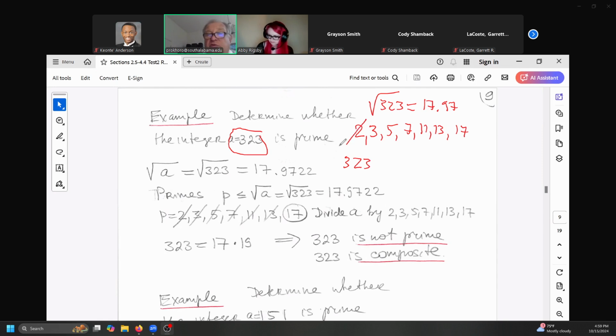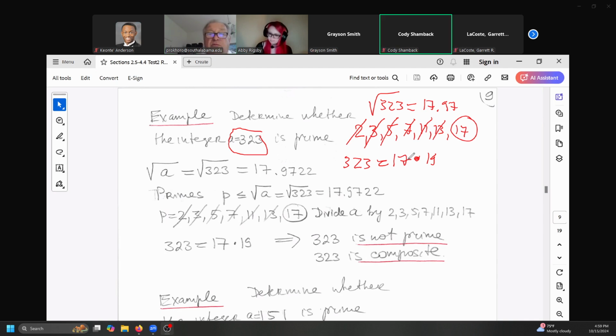Now I'll take 323 and divide by 2. Not divisible, I cross it out. Then I'll take 323 and divide by 3. Not divisible. You need to use a calculator. Definitely not divisible by 5. Then 11, not divisible. 13, not divisible. But if you divide by 17, we get 323 equals 17 times 19. So what is the conclusion? Is 323 prime?